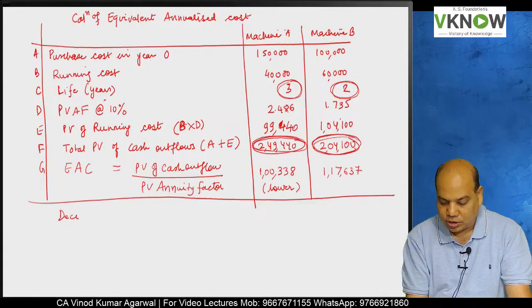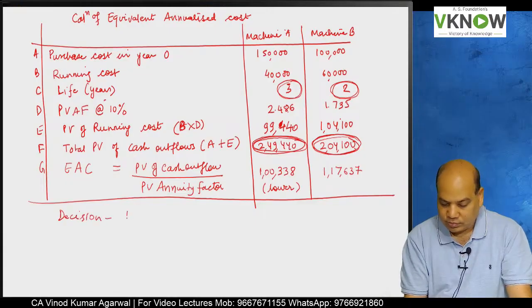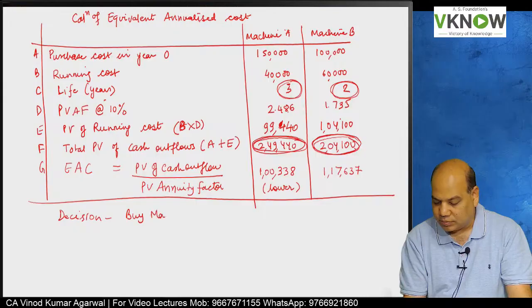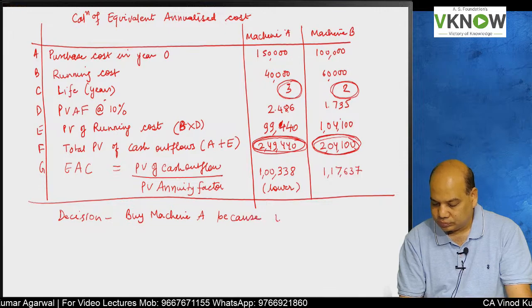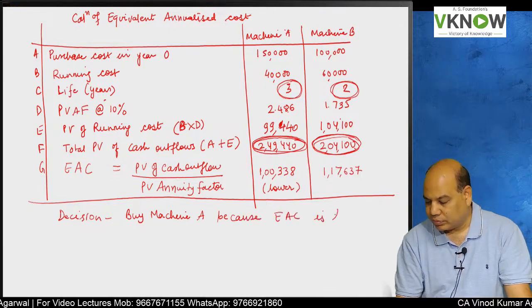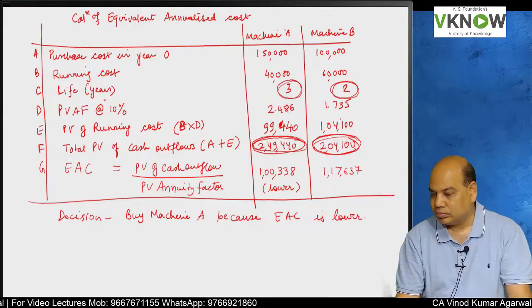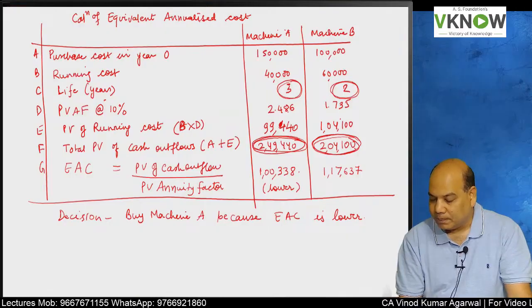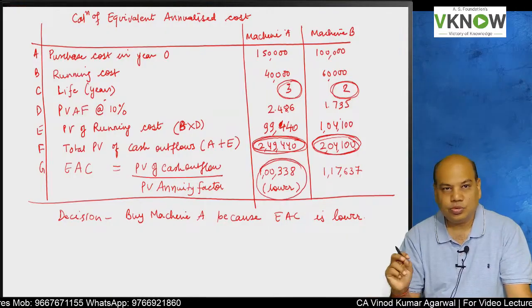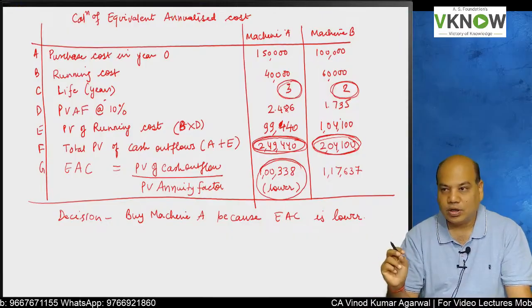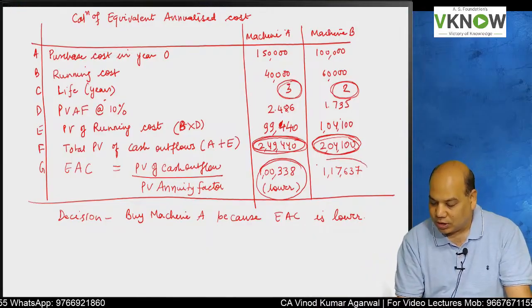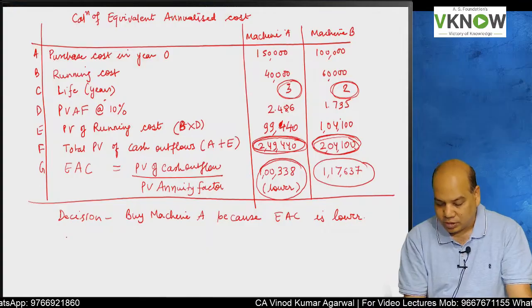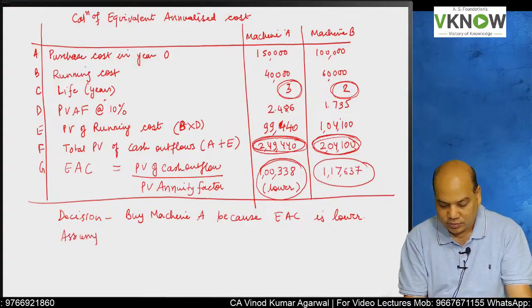So what is the decision you will write? Decision will be buy machine A because EAC is lower. Because EAC is lower. Okay? It means per annum usage cost of machine A is 1,03,38, whereas per annum usage cost of machine B is 1,17,637. And what are the assumptions we are making here?